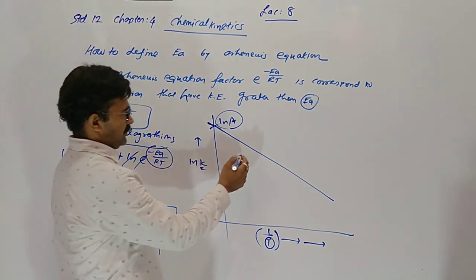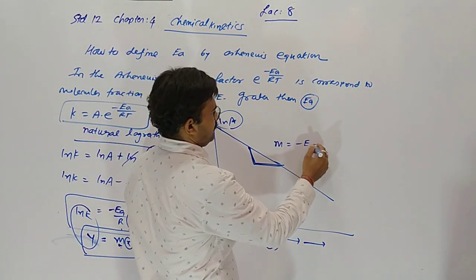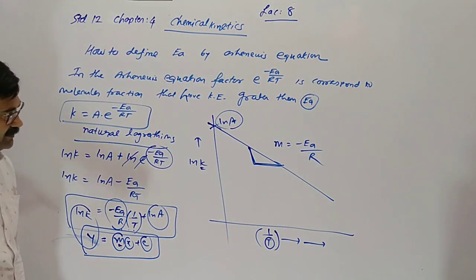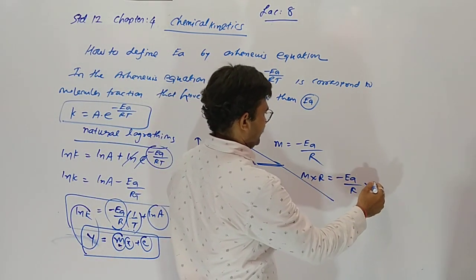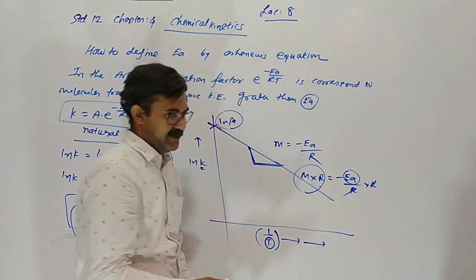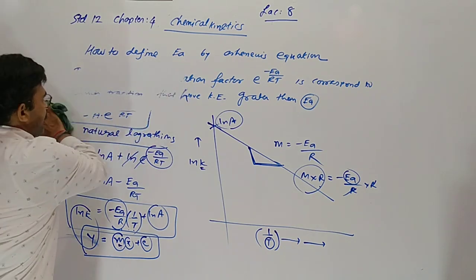Now the slope. The graph is decreasing, so the slope value is minus Ea upon R. When we multiply the slope by R, it gives the activation energy. Yes, the slope gives Ea upon R. Now this is the practical method. Now theoretically, how can we define it?